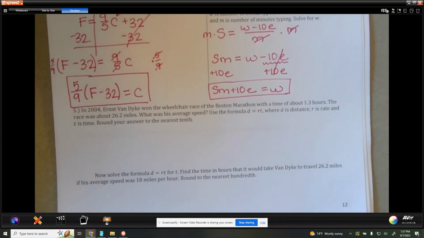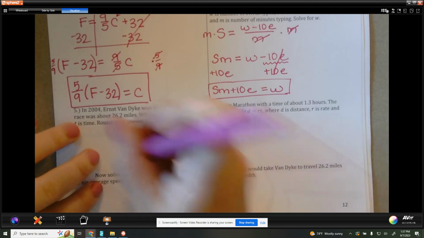Here is number 5. In 2004, Ernest Van Dyke won the wheelchair race in the Boston Marathon with a time of about 1.3 hours. The race was 26.2 miles. That's crazy. What is his average speed? Use the formula D equals RT, where distance is D, R is the rate, and T is time, and round to the nearest tenth.